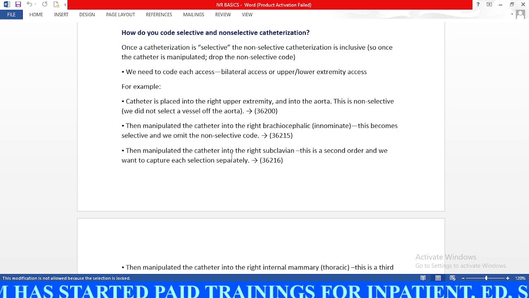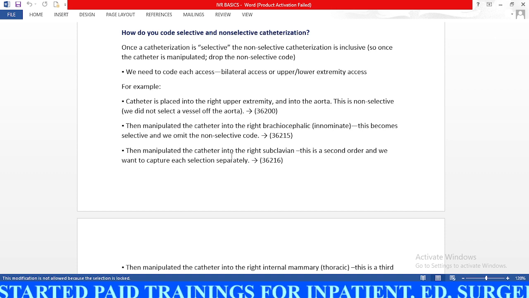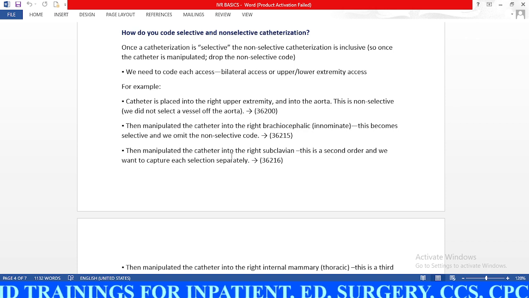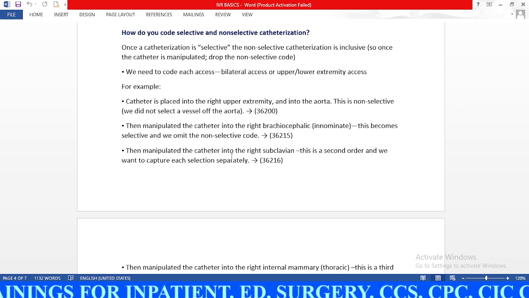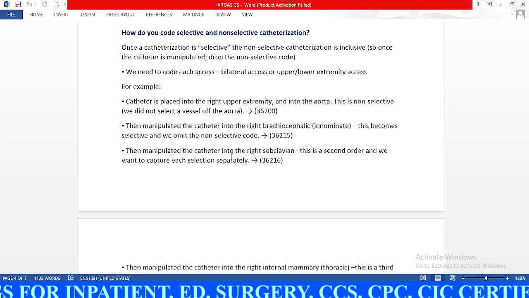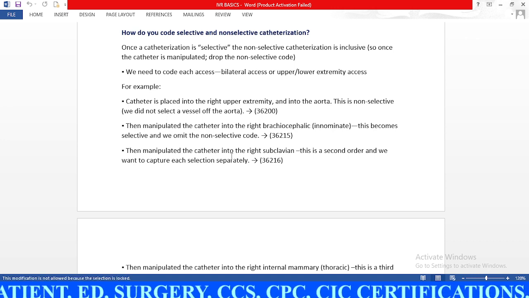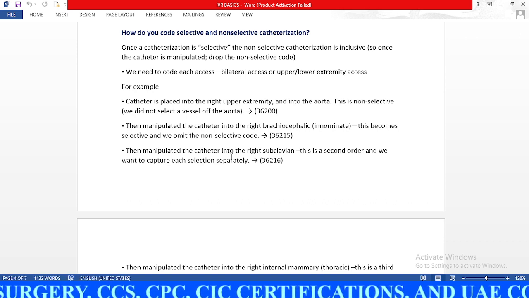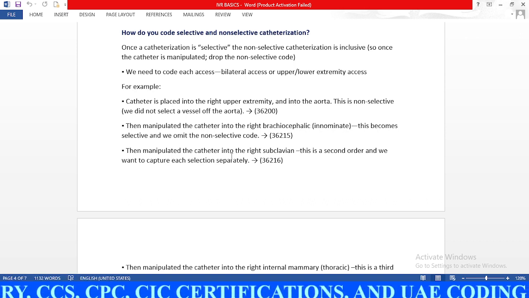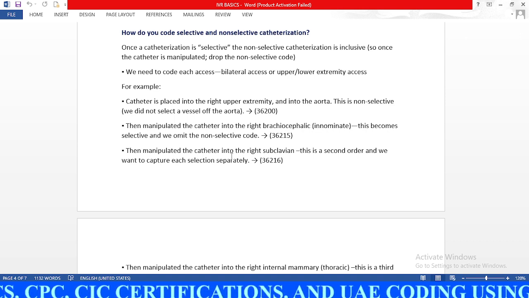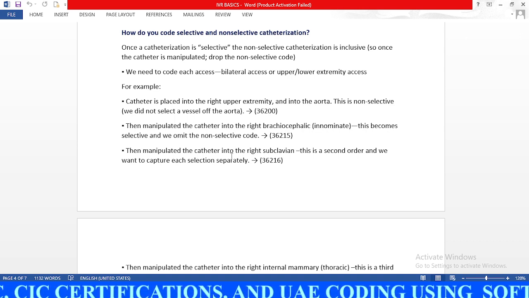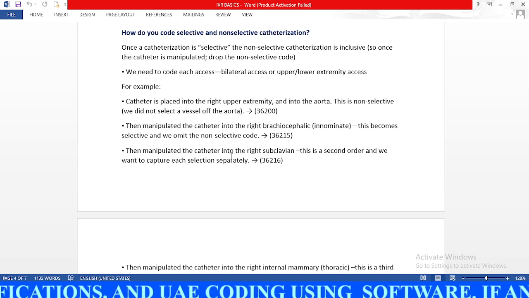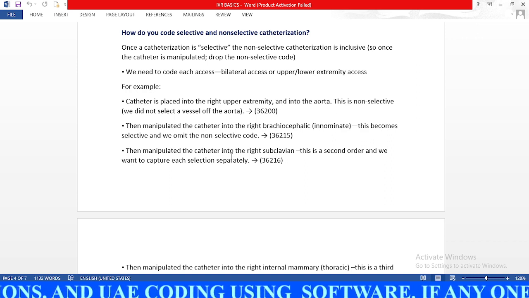So how do you code selective and non-selective catheterization? Once a catheterization is selective, the non-selective catheterization is inclusive. So whenever there is a selective catheterization performed by the physician, we no need to code the non-selective catheterization. Basically, non-selective catheterization is included in the selective catheterization. We need to code each access, for example, bilateral access or upper or lower extremity access. If the physician uses two accesses, we need to code separately for each.